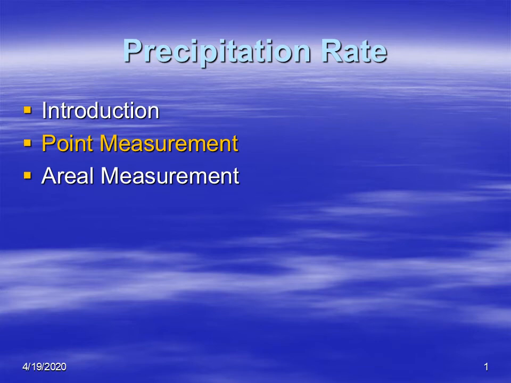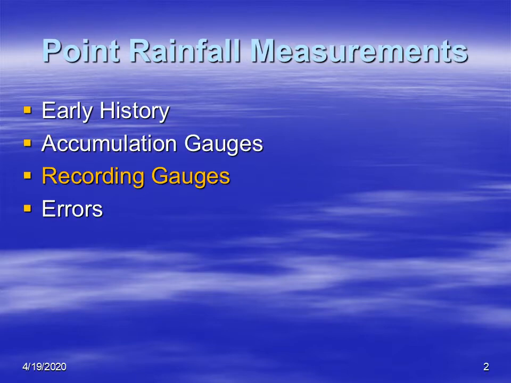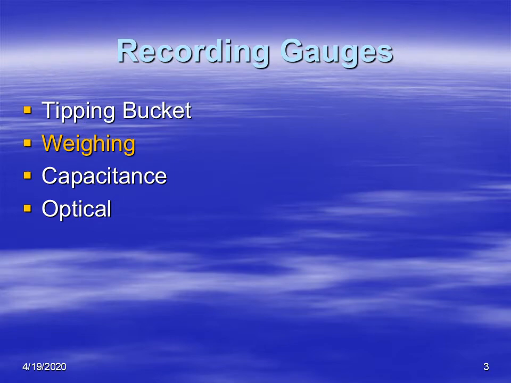Hi, welcome to our discussion on precipitation rate, looking at point measurements, and specifically we're looking at rainfall measurements. We're working our way through the different types of gauges. We already talked about accumulation gauges. Right now we're going to discuss recording gauges. We already talked about one type of recording gauge in another video, and that was the tipping bucket. In this one, we're going to be looking at weighing rain gauges.